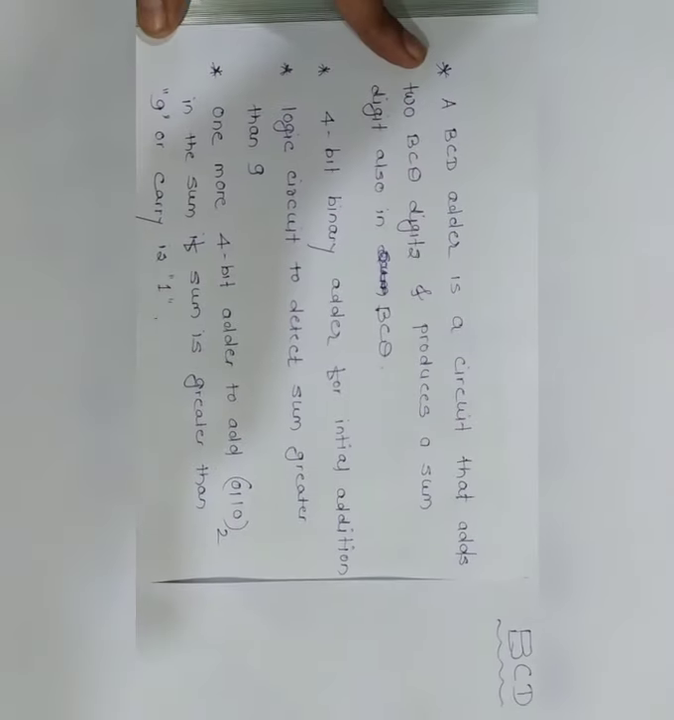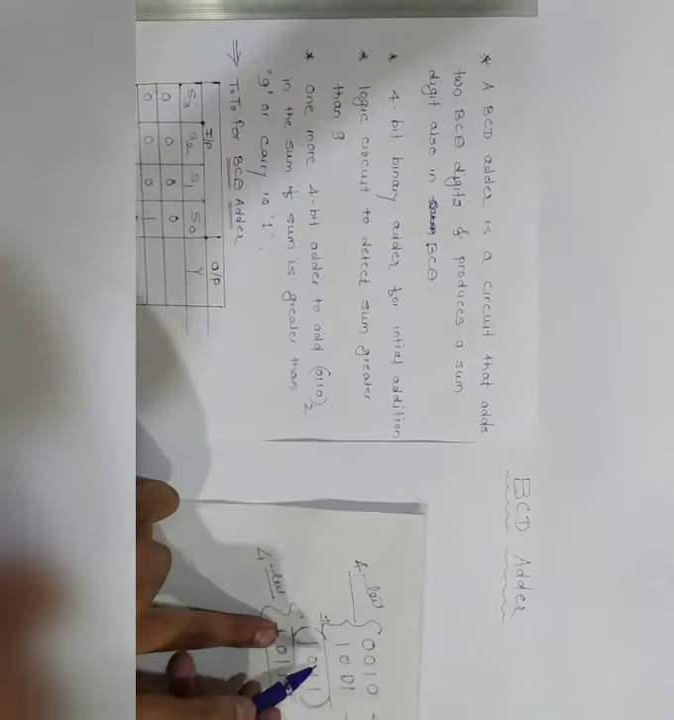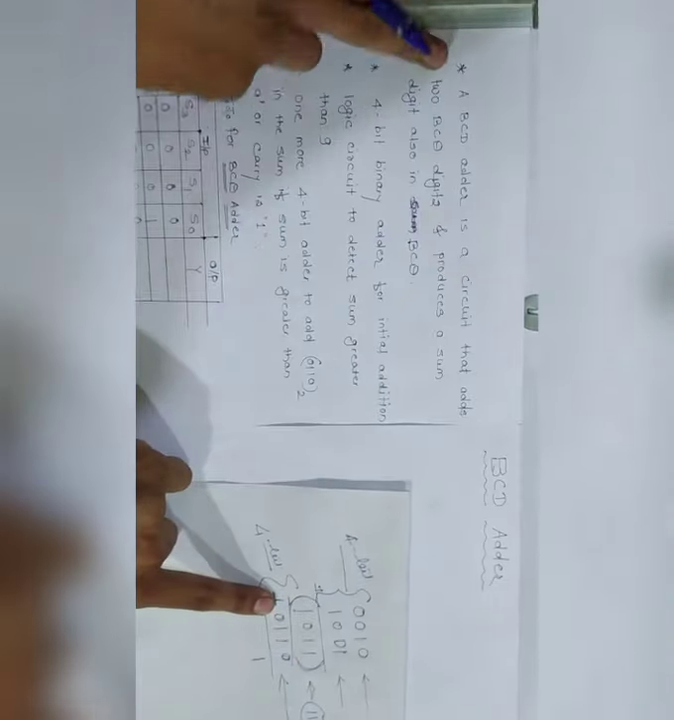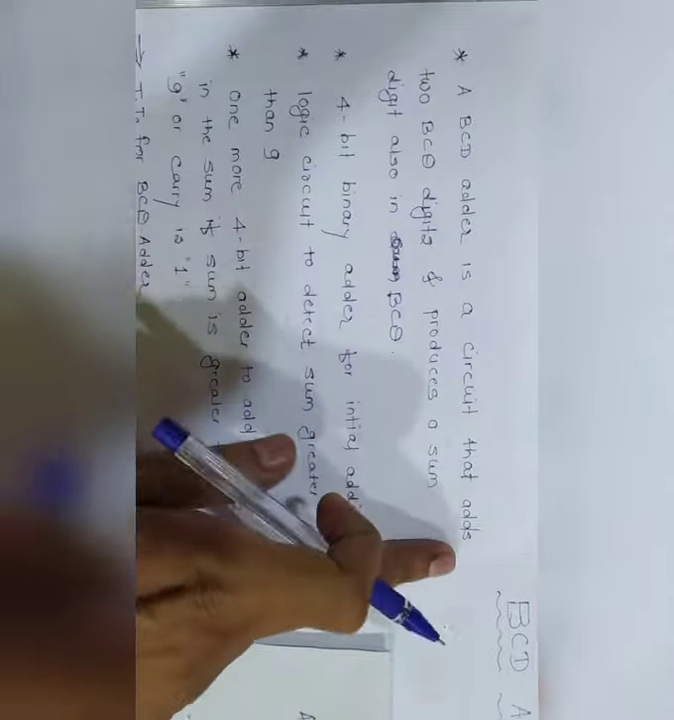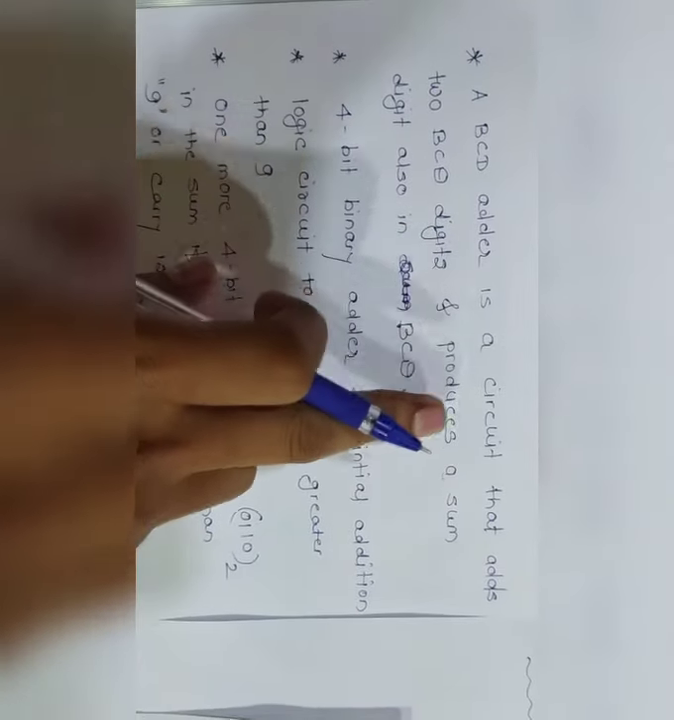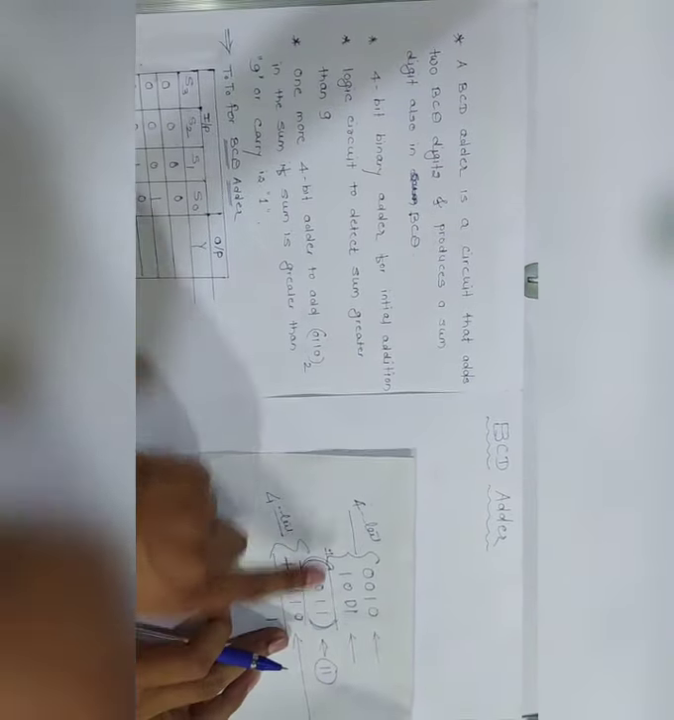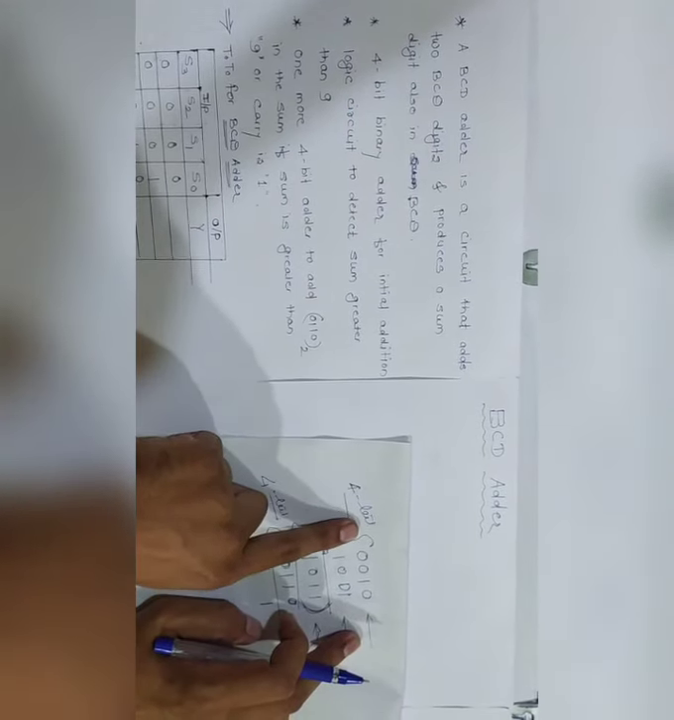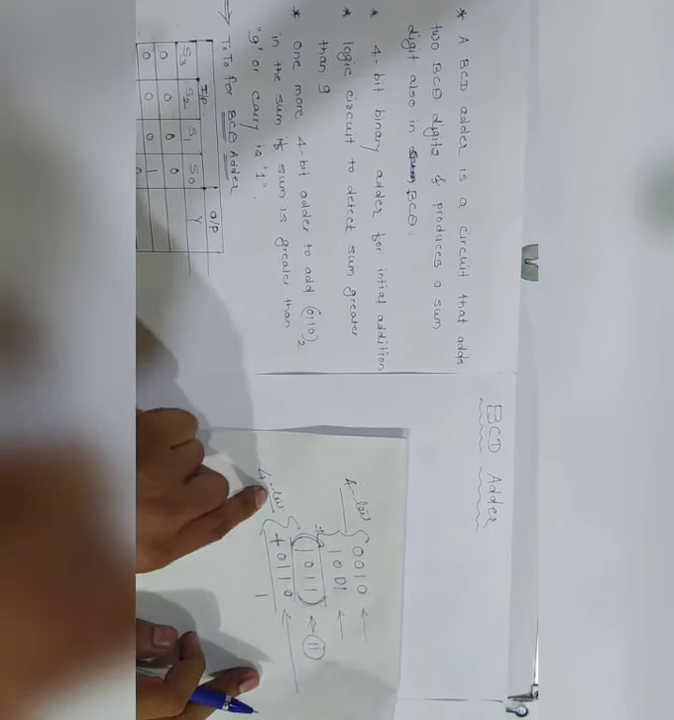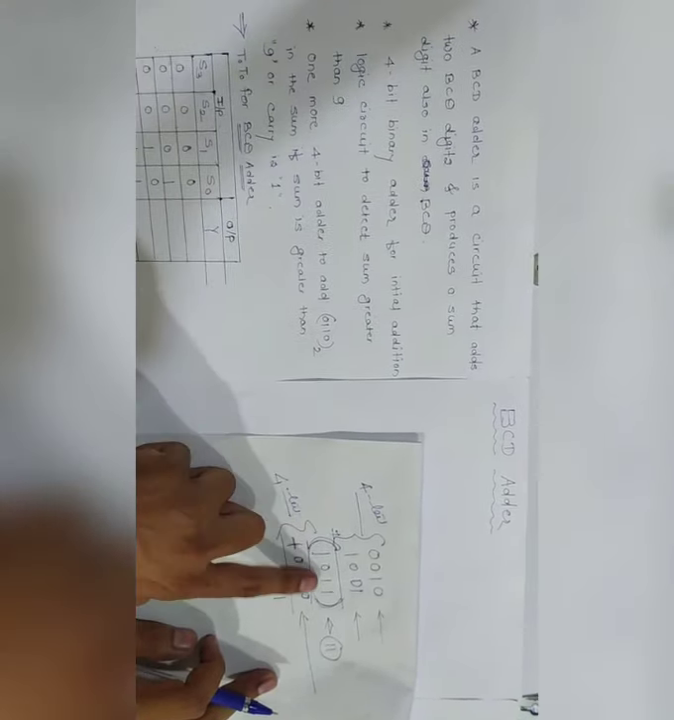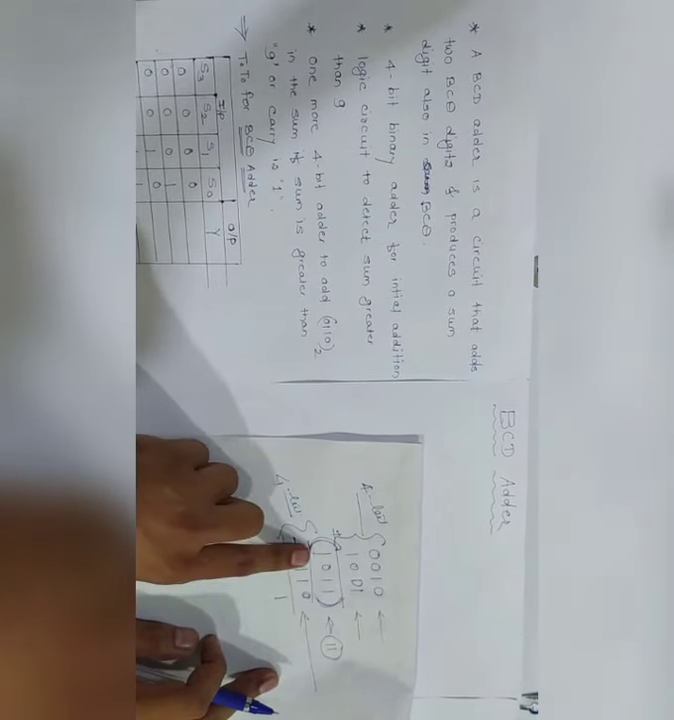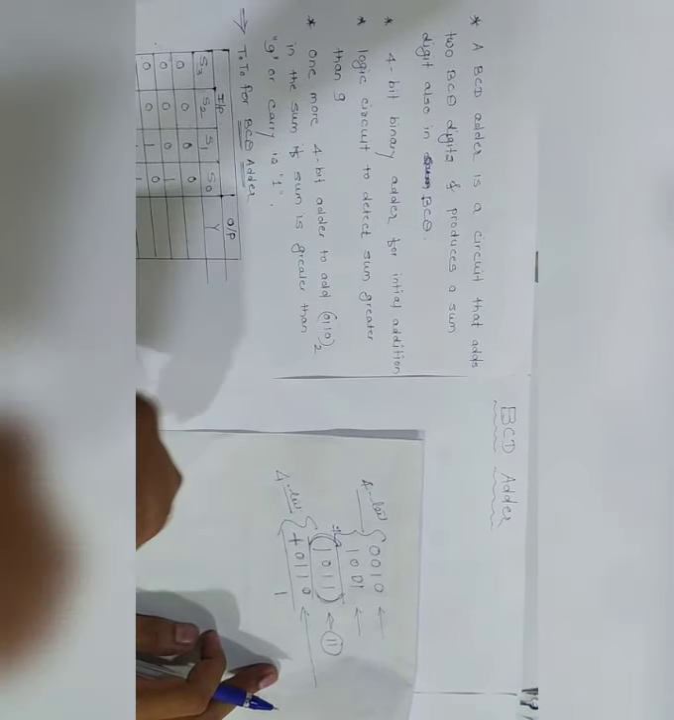Now you can see here, the BCD adder is a circuit that adds two BCD digits and produces a sum digit also in BCD form. As I already said, you require a 4-bit adder initially. Then you require a logical circuit to detect whether the sum is greater than 9 or not. If the sum is greater than 9, then you have to add 6, and for that purpose you require one more 4-bit adder.